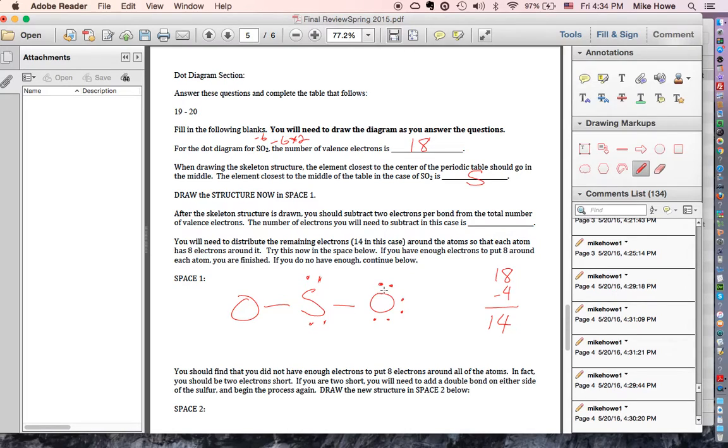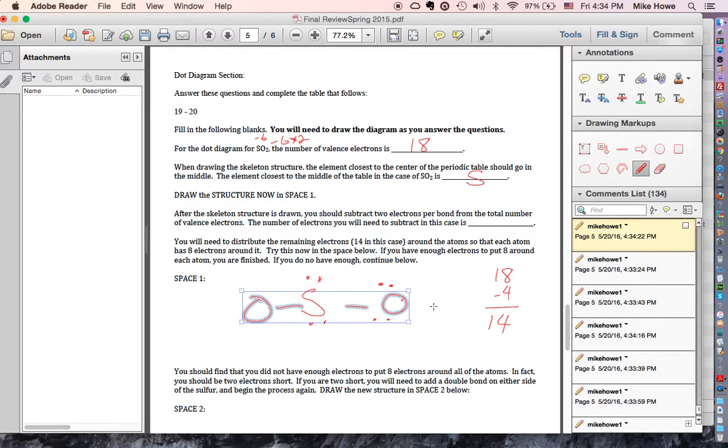I'm going to pause for a second. Notice that there were 2 on the oxygen from this line right here. And I needed to have 8 on the oxygen, so I put in 6 more. Over here there were 4 on the sulfur, but it needs 8 also, so I put in 4 more. So now, of these 14, I've used 10. So I have 4 left to put in.